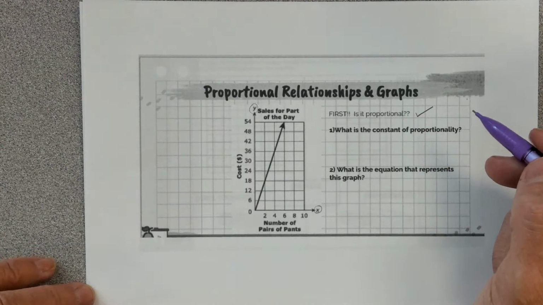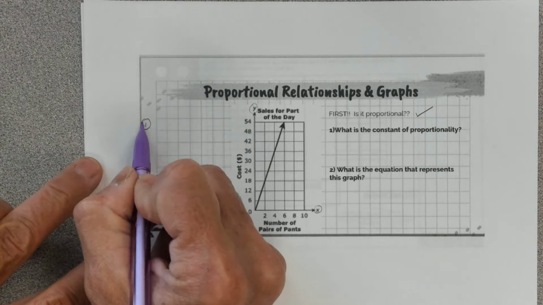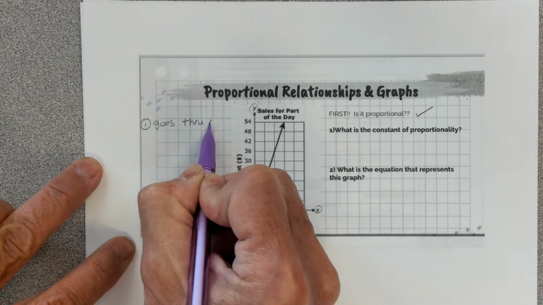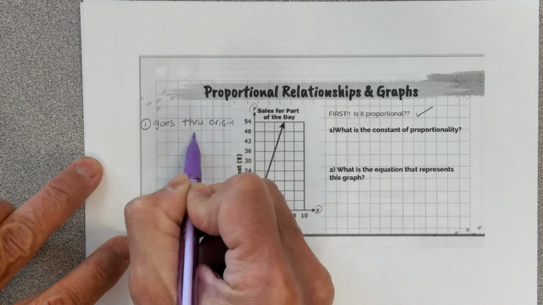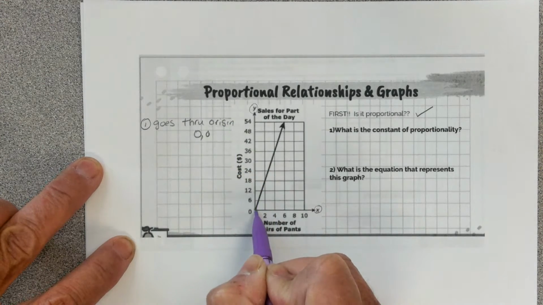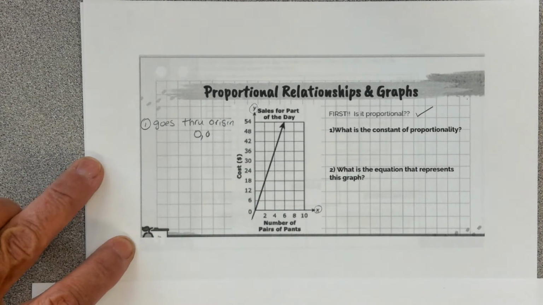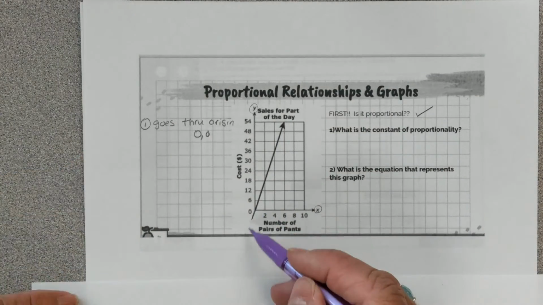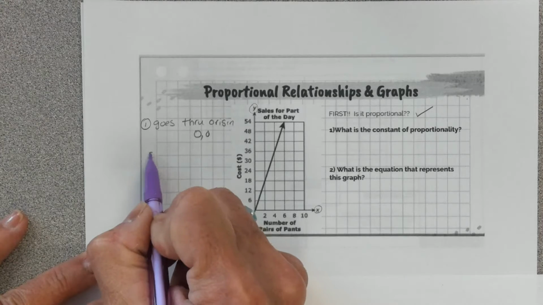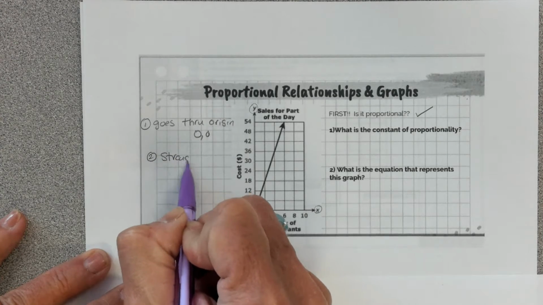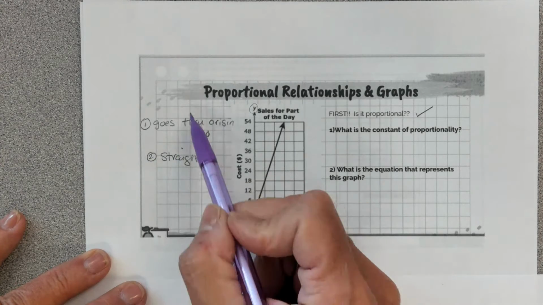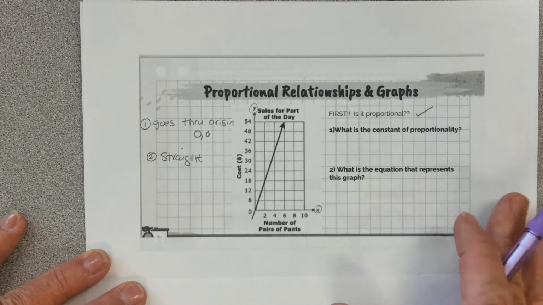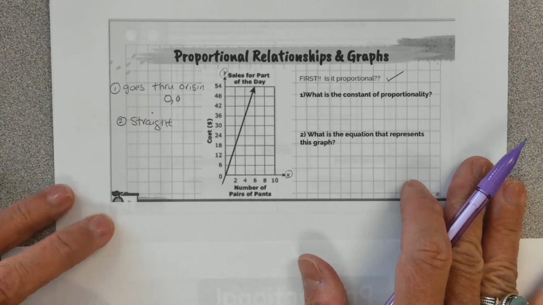Do you remember how we know that? Two criteria. Number one, it goes through the origin, which is the zero, which is right here. And yes, this does go through the origin. If you had a ruler and you continued on, it would go through the origin. And number two, it's a straight line. That's all. You have to say yes to both of those things, and you will know that yes, it is proportional.